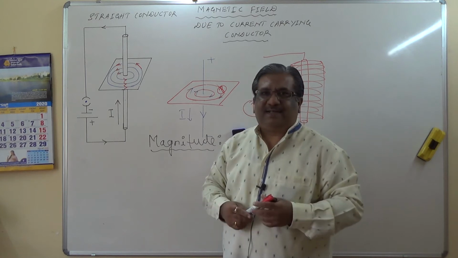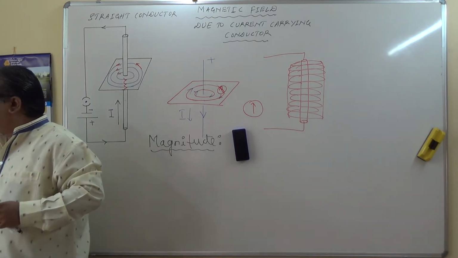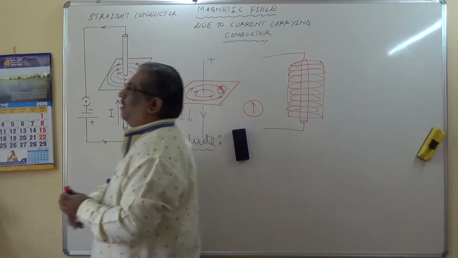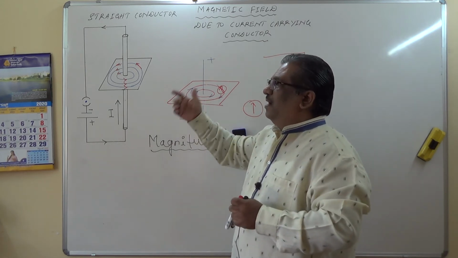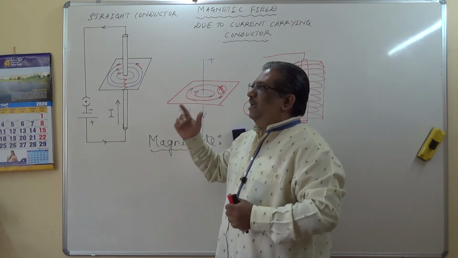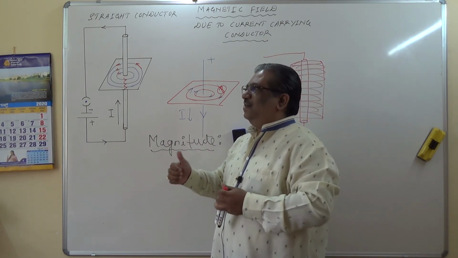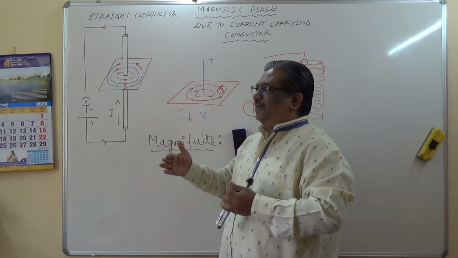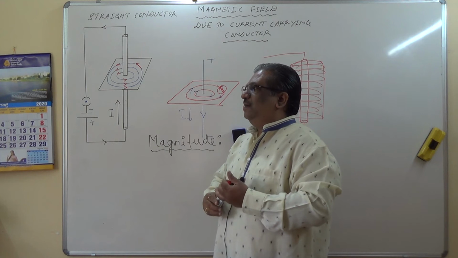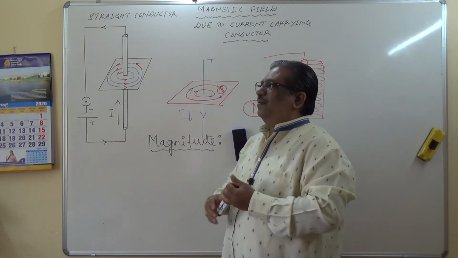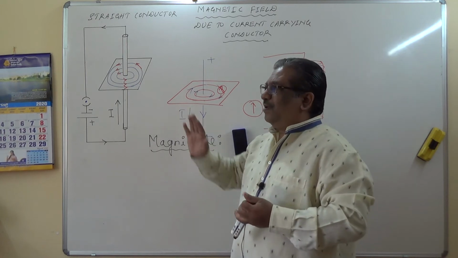What else is to be discussed? Let me check through the PPT and then we'll further discuss. Yeah, direction of magnetic field lines due to a current carrying straight conductor, right hand thumb rule. Let us see. Imagine that you are holding a current carrying conductor in your right hand such that the thumb points towards the direction of the current. In that case, the fingers that wrap around the conductor give the direction of the magnetic field lines around the conductor. So this is what we have studied.